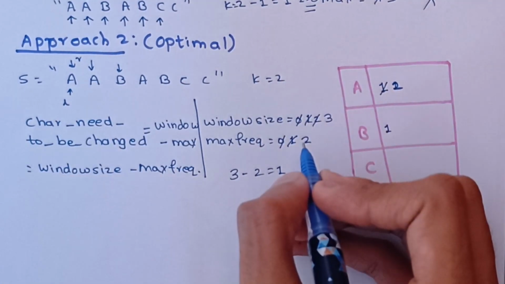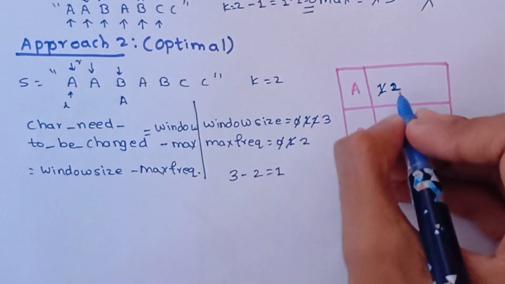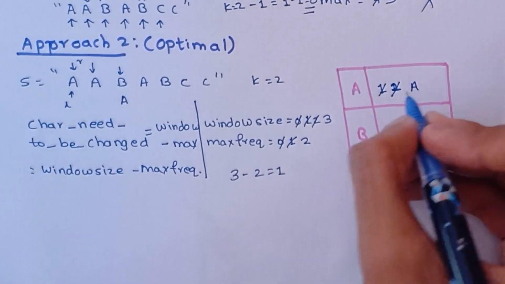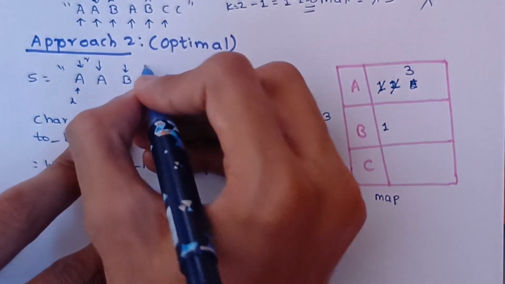Now b is changed to a. Then the frequency of a will be incremented. Sorry, here it is 3. Now we will again move forward.